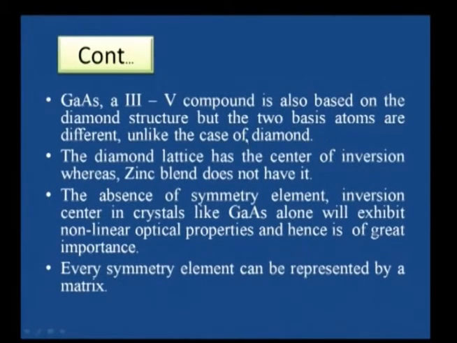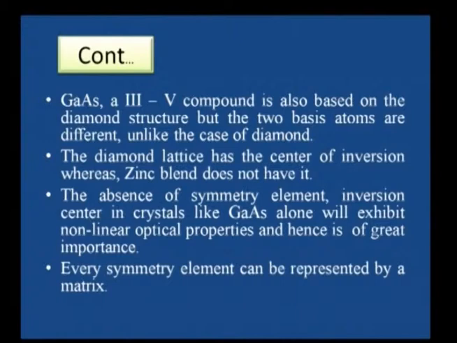Gallium arsenide, a 3,5 compound, is also based on the diamond structure, but the two basis atoms are different. One is gallium, the other is arsenic. The diamond lattice has the center of inversion, whereas zinc blende does not have it. The important point is that the absence of the symmetry element, the inversion center, in crystals like gallium arsenide alone will exhibit non-linear optical properties, and hence is of great importance.